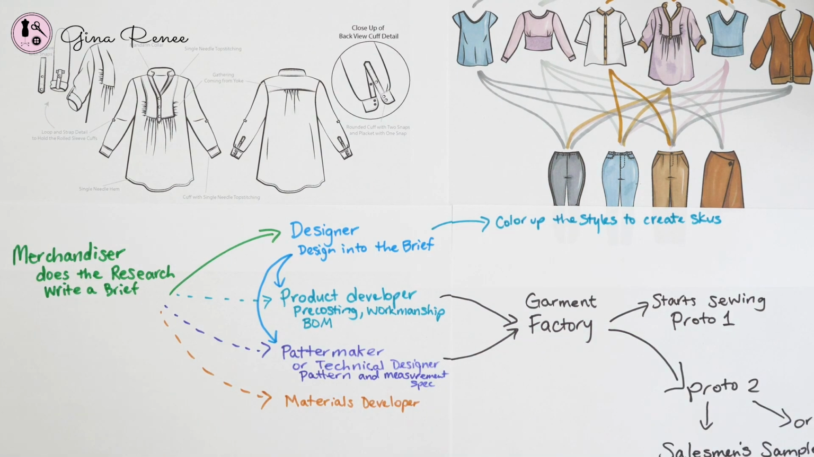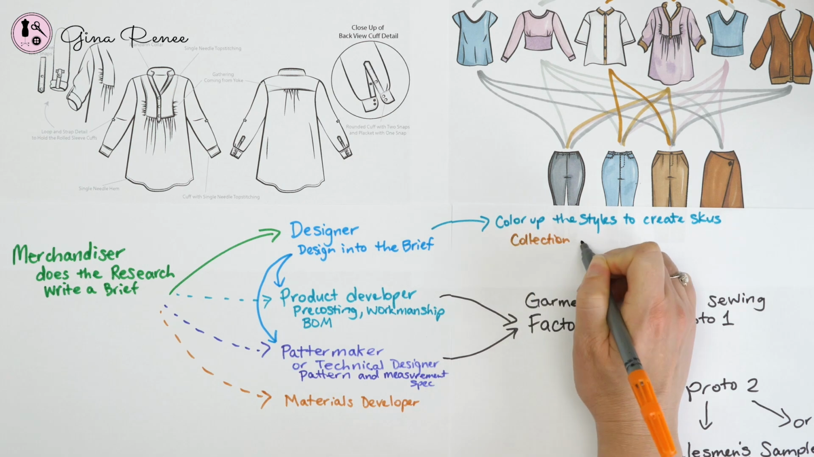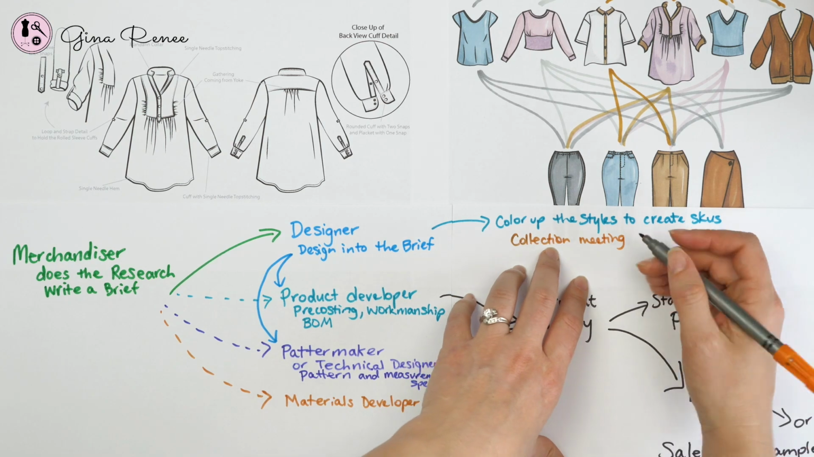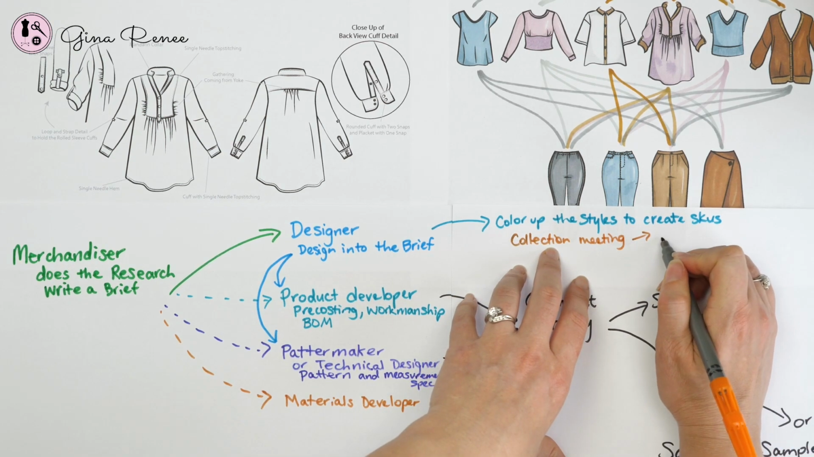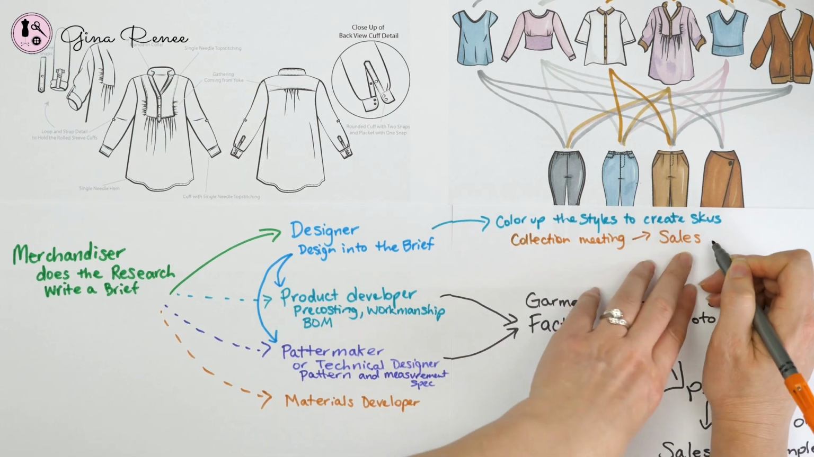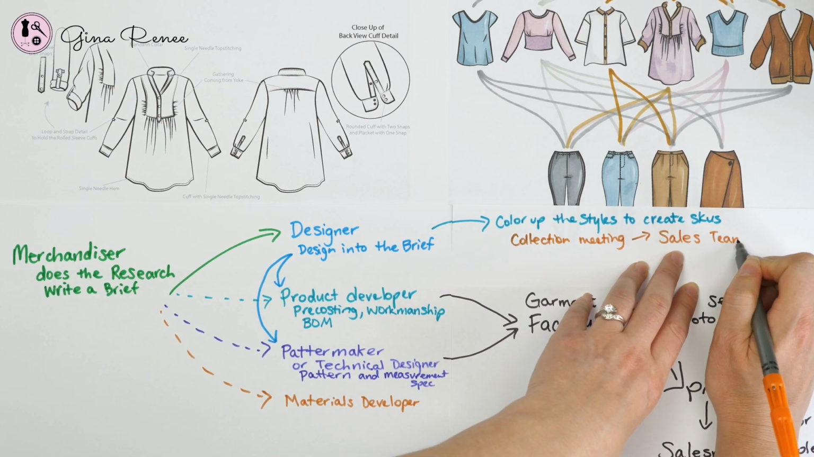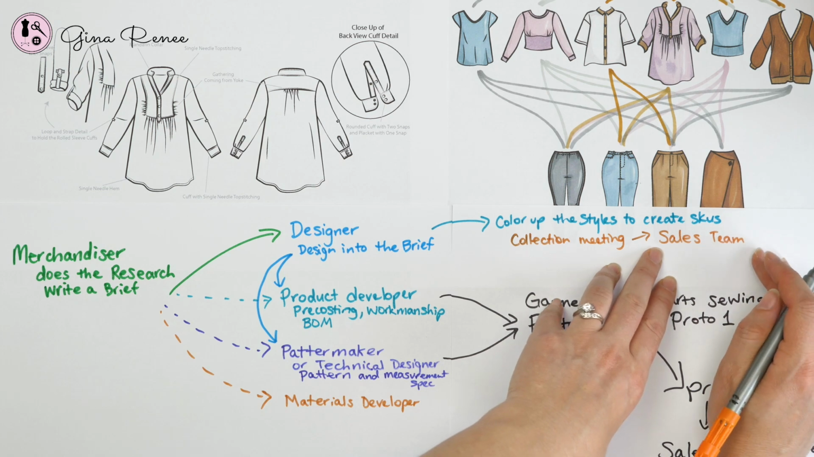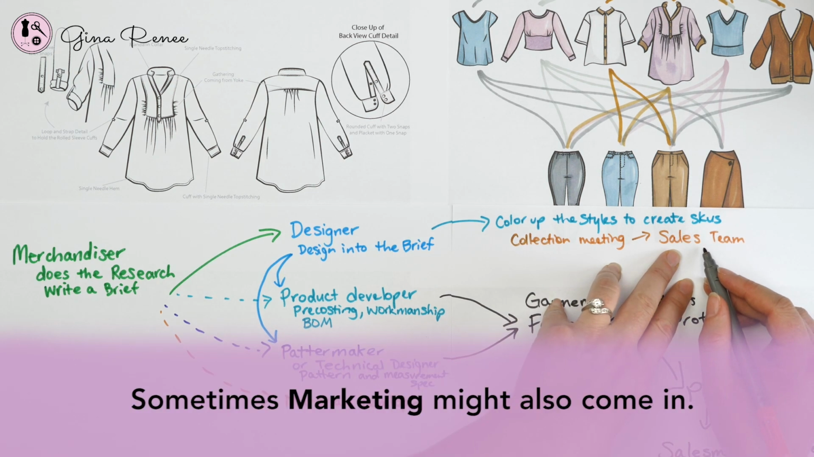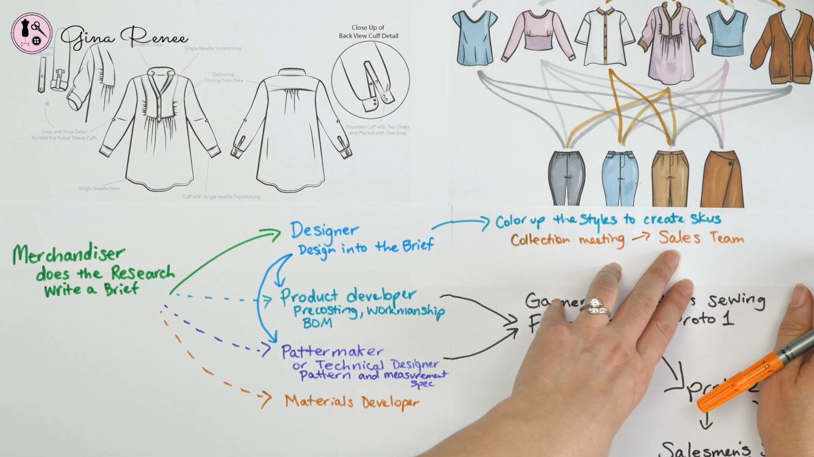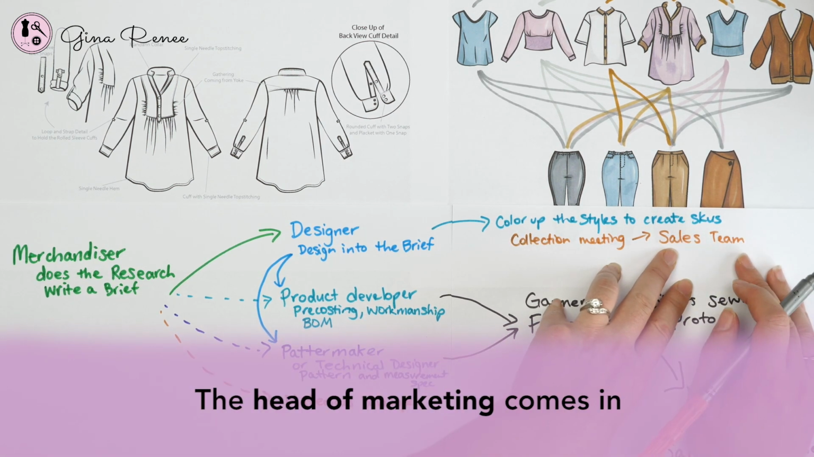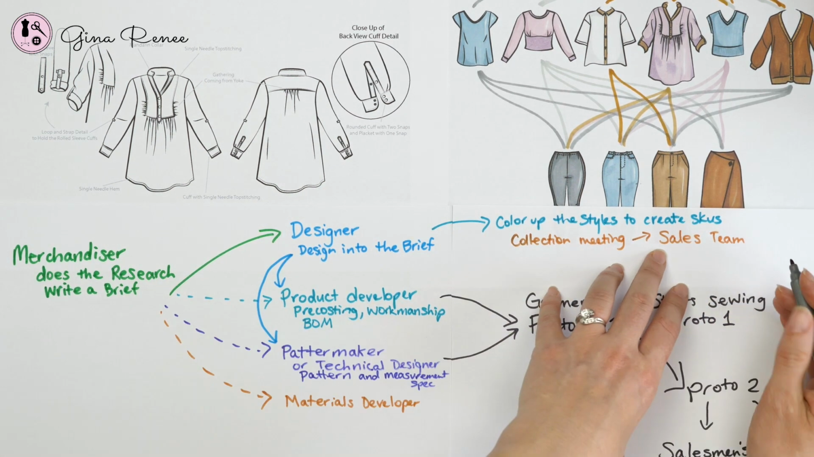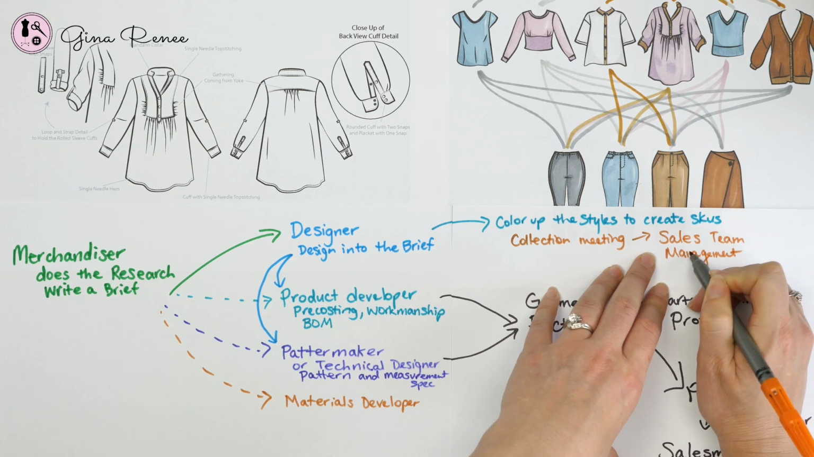So we have this meeting, collection meeting. Designers have it with the merchandisers usually, and they present it to the sales team. And not the entire sales team, but probably just the leaders of the team. It just depends on the brand. Sometimes marketing might even come in. Usually marketing comes in a little bit later, but it could be that the head of marketing comes in to start getting the direction of the collection, and then also in any management that might be involved.